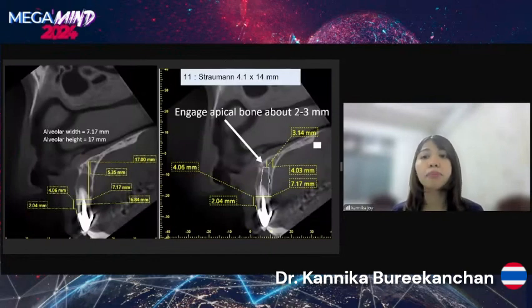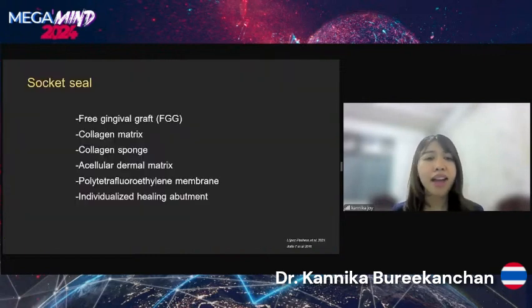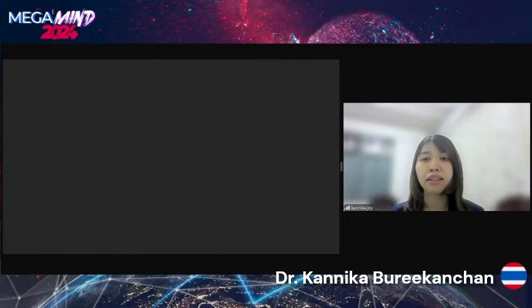In this case of tooth 11, it was found that the implant apex engaged maxillary bone about 2 to 3 mm, which was unable to restore the provisional crown. Therefore, primary closure was needed, such as socket seal surgery. Nowadays, there are many types of materials used for socket seals, including free gingival graft, collagen matrix, collagen sponge, acellular matrix, polytetrafluoroethylene membrane, and individualized healing abutment.